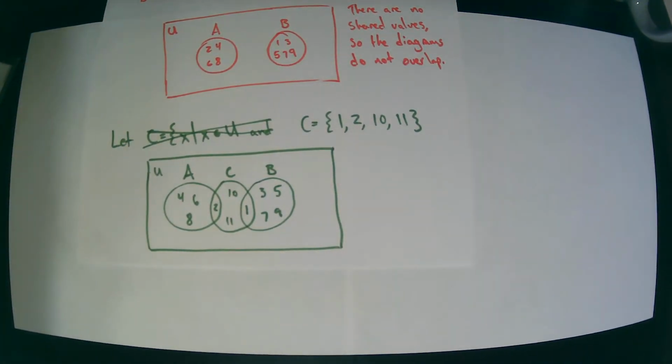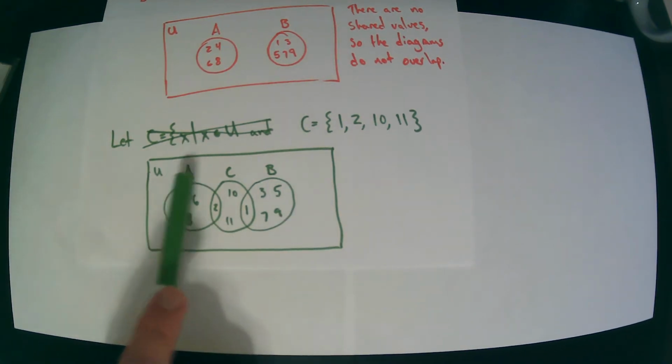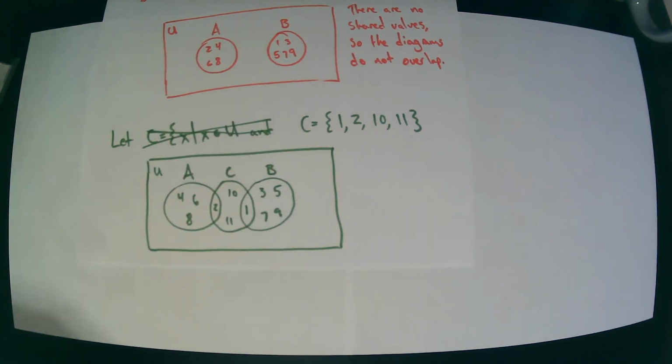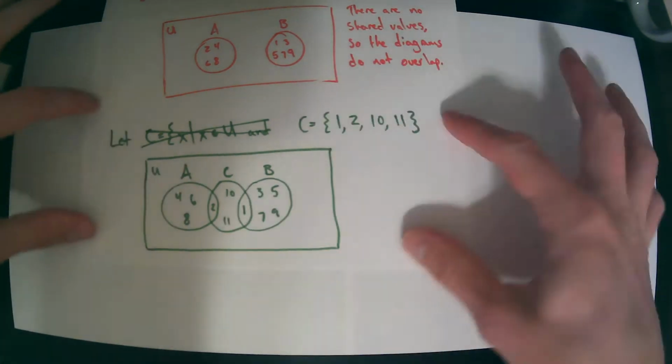There we go. So we've got some overlap here, some overlap between these two. But you notice A and B are still not touching because they're still distinct. When I say distinct, that means there's no shared elements between them. There's no overlap. Okay. So that's kind of a bonus example there.